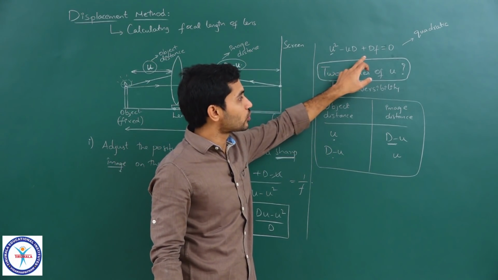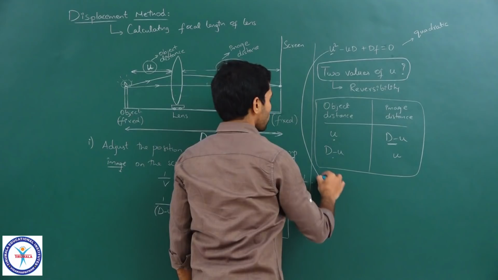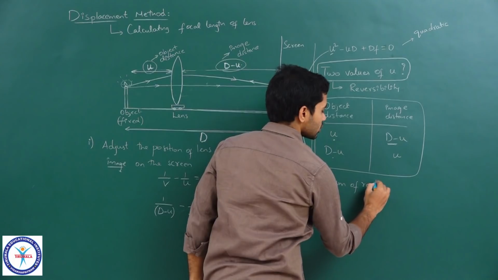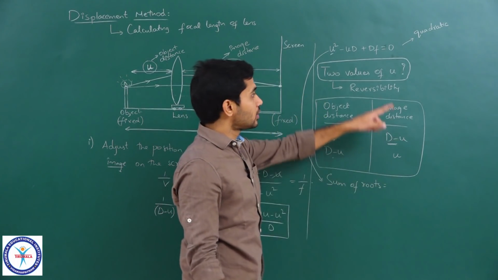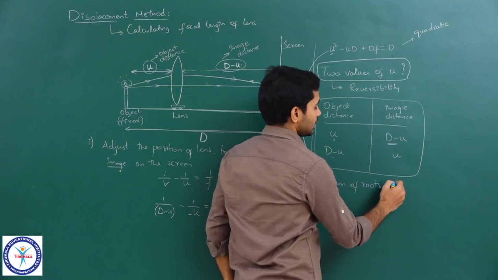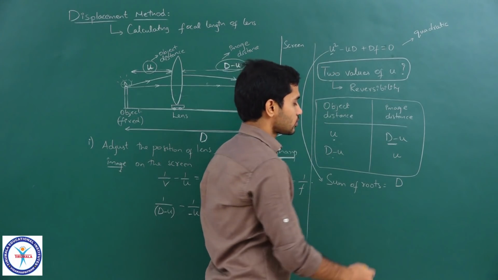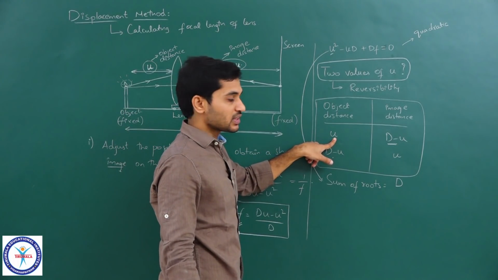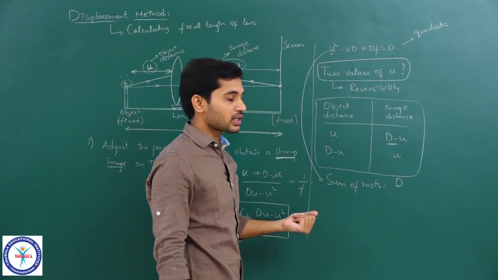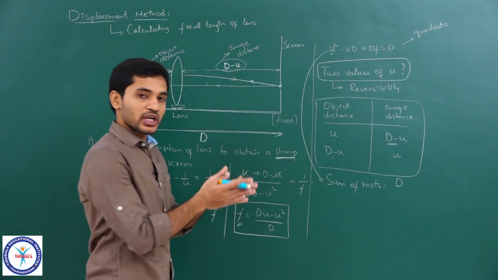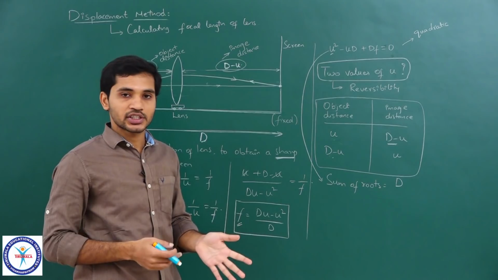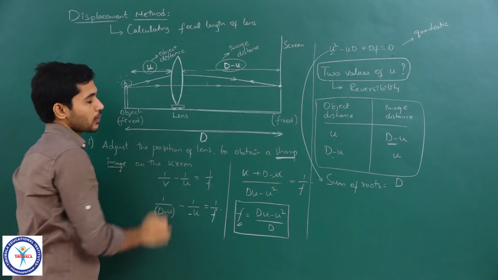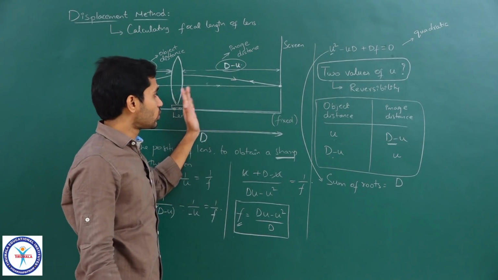You can see what is the sum of the roots of this equation. You know that the sum of roots of a quadratic equation is minus b by a, right. So, minus b is d, a is 1. So, the sum of the roots is d. So, you can say that if one root is u, then the other root is d minus u. Is that clear? So, that is it, students. We have two locations for which we get a sharp image. So, that is the basic idea. This lens will produce a sharp image for two different positions.